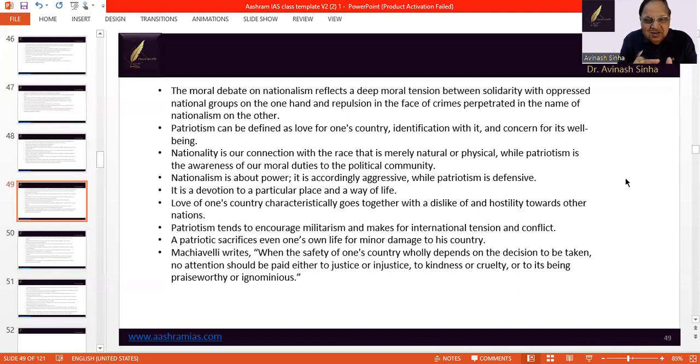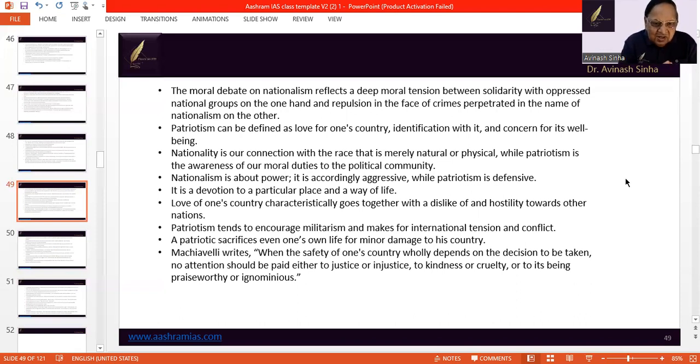because a patriotic person has that affinity and respect for one's country, that he is not going to tolerate even a slight act by any other country which can damage the prestige of one's country. That's why it is said that patriots encourage militarism. Now, a patriot sacrifices even one's own life for the safety and for the prestige of his country.